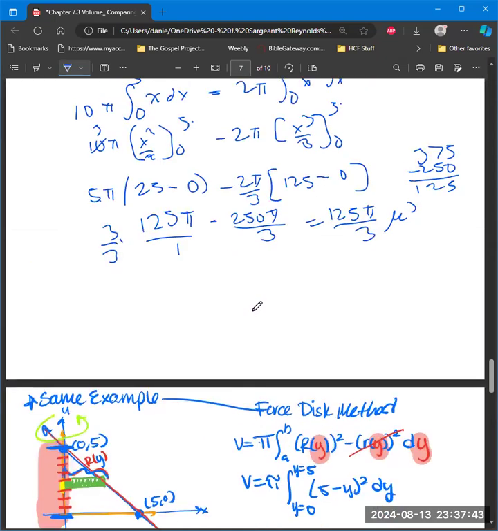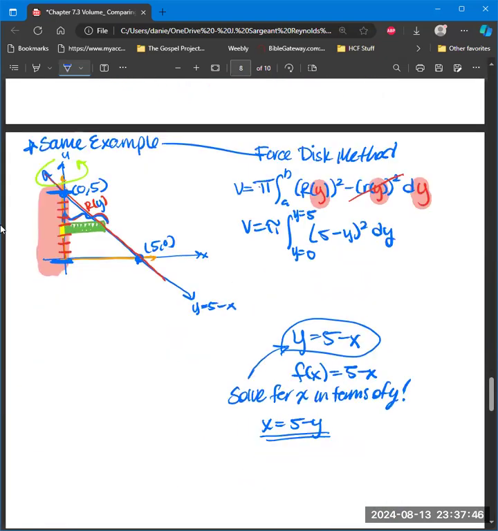Now let's instead use the disk method. Let's force it by putting our representative rectangle on the axis of rotation, go in the other way, and solve instead of y equals 5 minus x, let's make it x equals 5 minus y. So pi r squared, and y is going from 0 to 5 as well. So this is going to be a negative dy if this is my u. Du is going to be a negative dy.